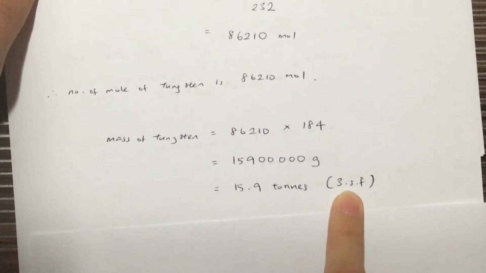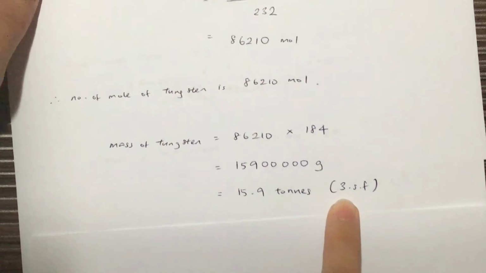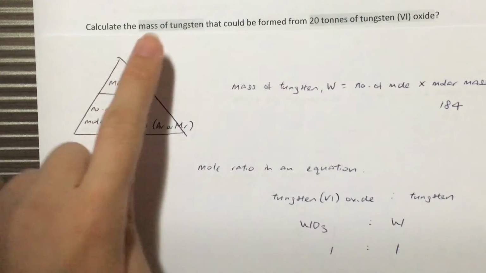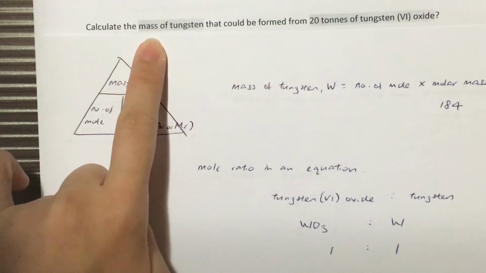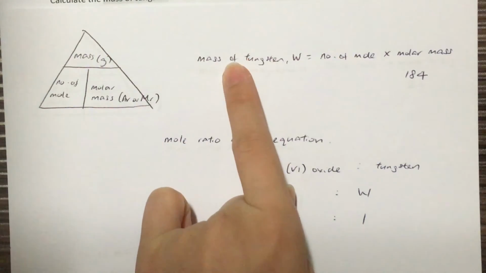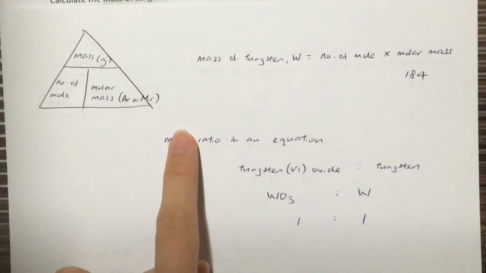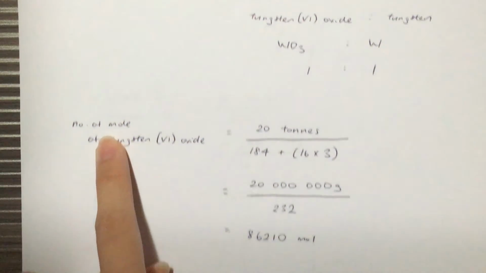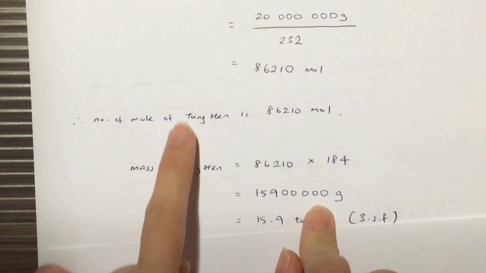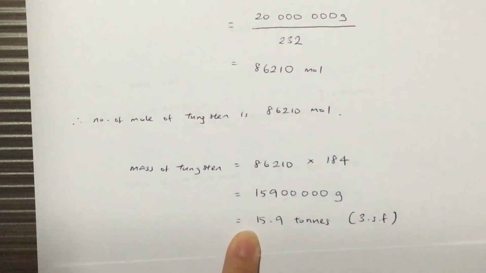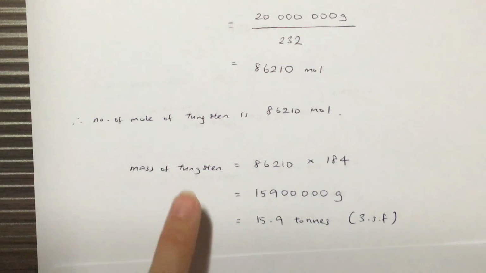So if you notice the trend, we always figure out what is the formula that we need to find the answer. And then, if we are not given the number of moles of that substance, we will use mole ratio and find the number of moles of another substance. And then finally, we link it up and we put it into the formula. So always find number of moles and mole ratio if required.